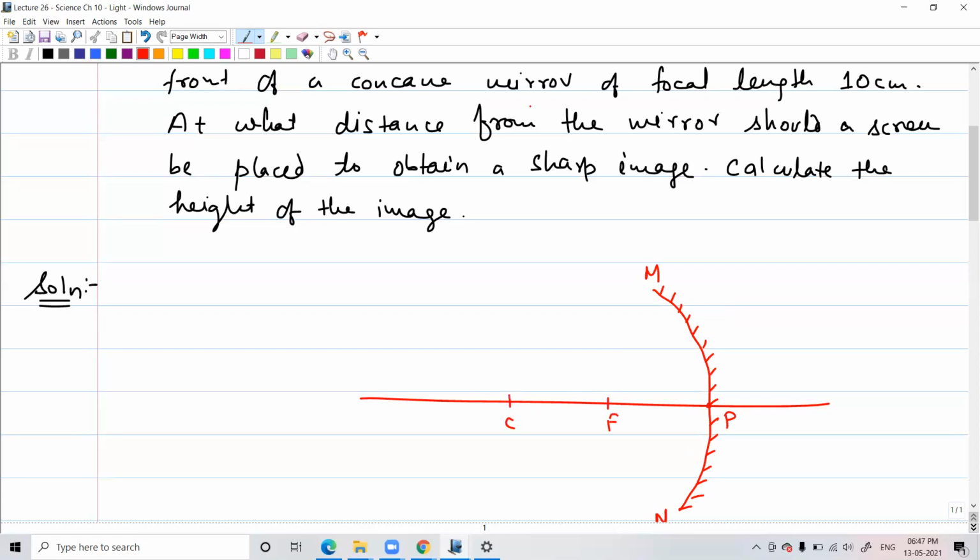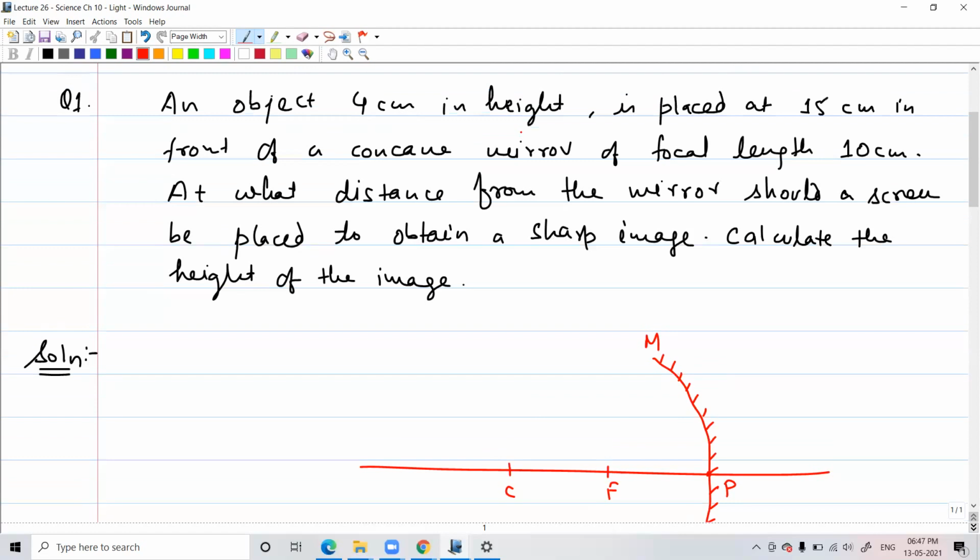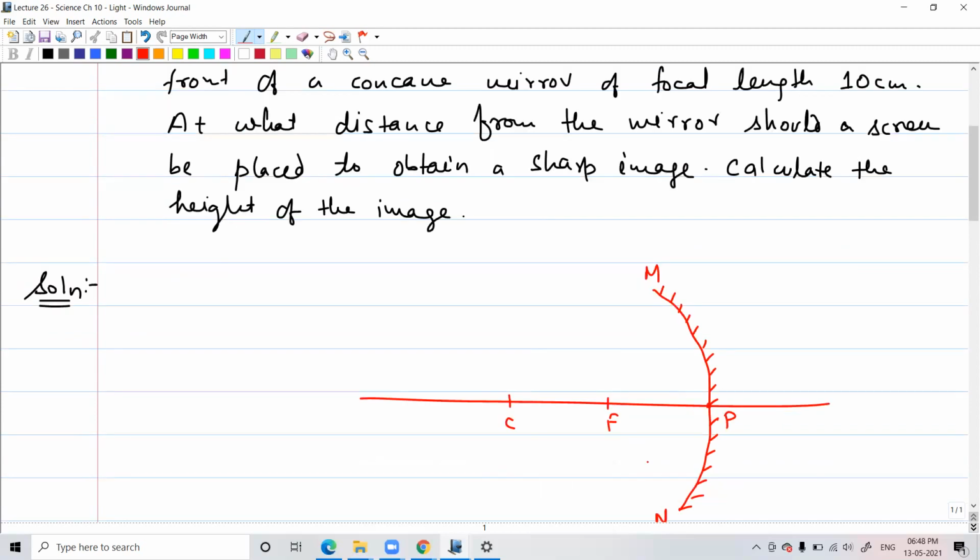Where would the object be approximately? What position? Object, sir. The object is between C and F. Yes, it is 15 centimeter and the focal length is 10. So if this is 10 over here, of course 15 will come somewhere over here in between C and F. So let's put our object here.